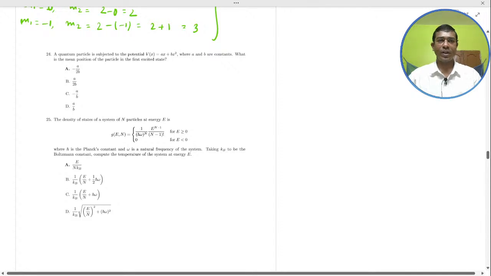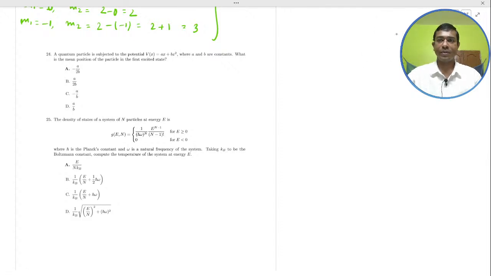Next, a quantum particle is subjected to a potential V(x) equal to x plus b x square. What is the mean position of the particle in the first excited state? Very interesting question. This is the beauty of the physics. What is the mean position of the particle?